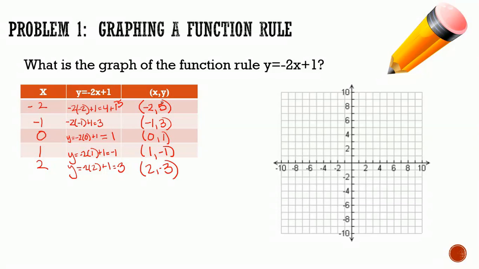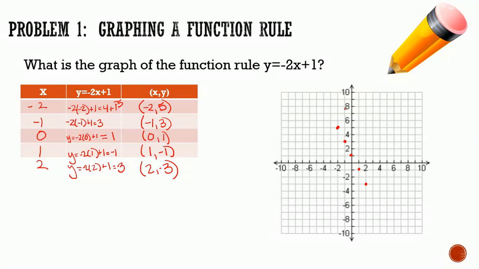Remember, graph x, then y. So negative 2, I'm going to go over 2 to the left and up 5. 1, 2, 3, 4, 5. Right there. Negative 1, 3, I'm going to go over to the left 1, up 3. Negative 1, 3 is right there. 0, 1, 1, negative 1, and 2, negative 3.